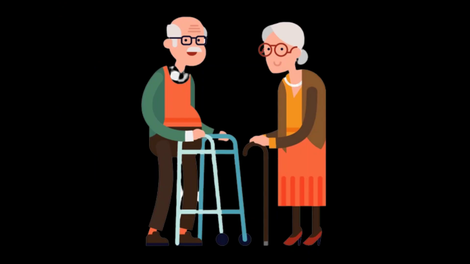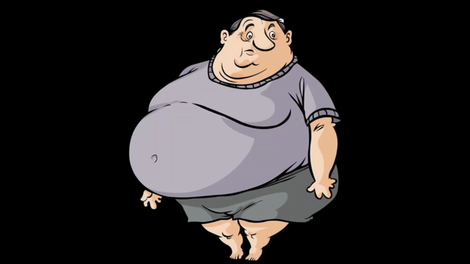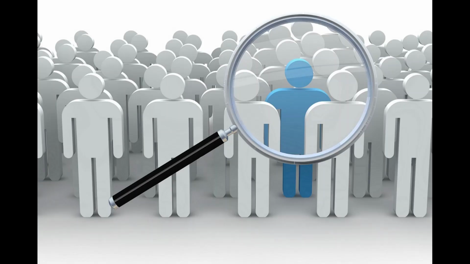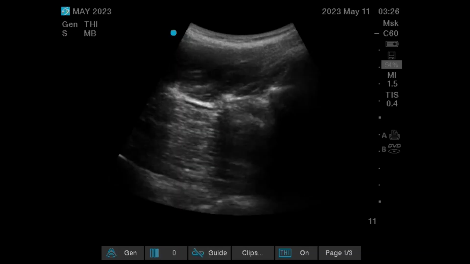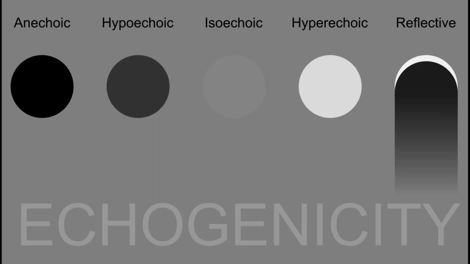Another important point is that lumbar plexus block in old age and obese individuals is more difficult because it is very hard to identify the lumbar plexus element and differentiate it from the muscle tendons or striations. This is because of the increased echogenicity of the skeletal muscles in these age groups.